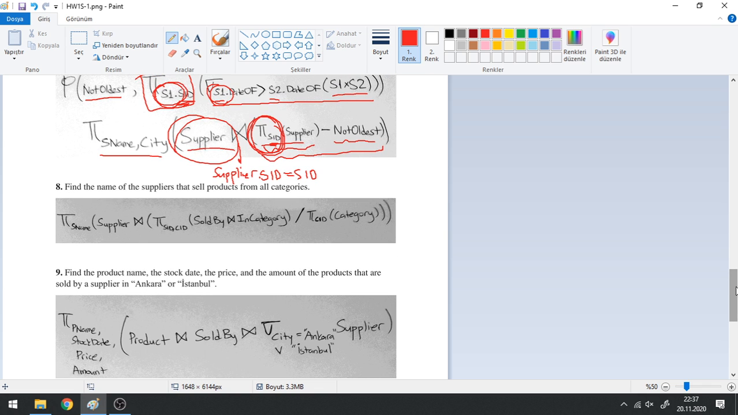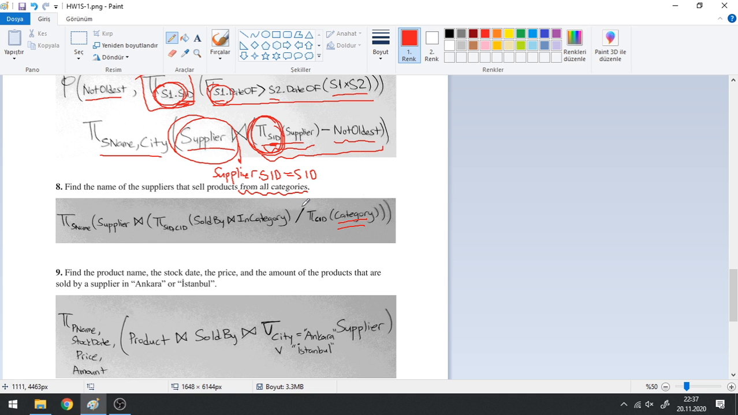With question number 8, some people made a mistake. The question says find the names of the suppliers that sell products from all categories. So let's say I have some supplier. This supplier is going to sell milk and it is from the category dairy, for example. And it also sells, let's say, a book, and this could be from the school category. So we have a bunch of categories in the category table.